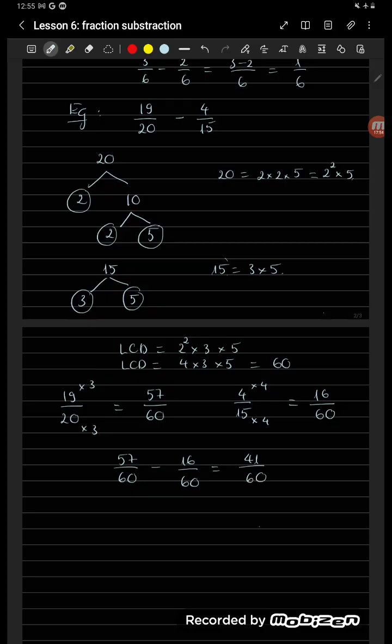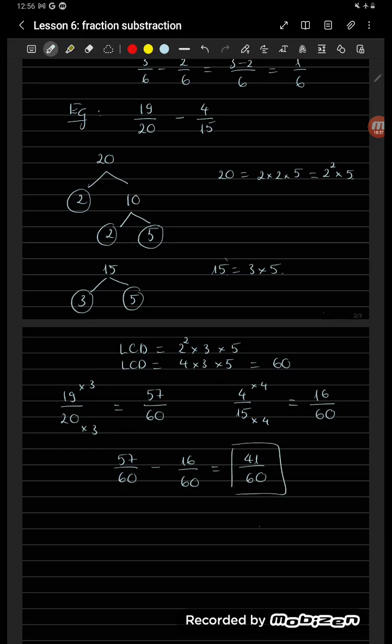And if you check, this fraction is already the most simplified fraction, because 41 is a prime number. 41 and 60 do not have any common factor. You cannot break down 41. Okay, because we cannot break down 41 as a product of prime numbers, we cannot cancel anything from 41 with anything from 60. So that's why it's the final answer.